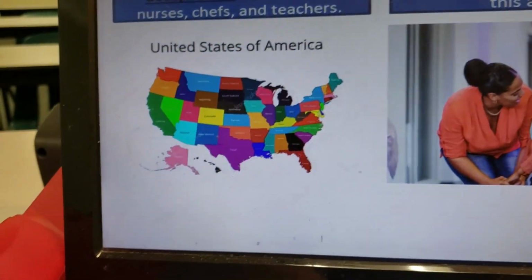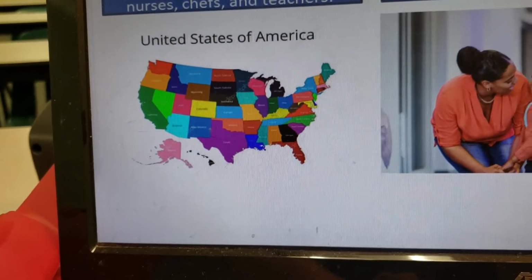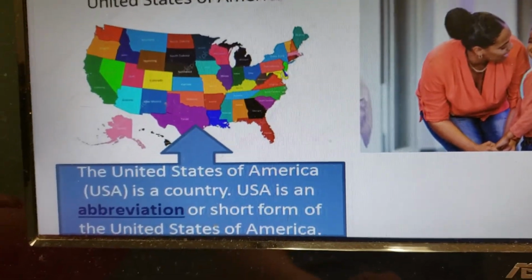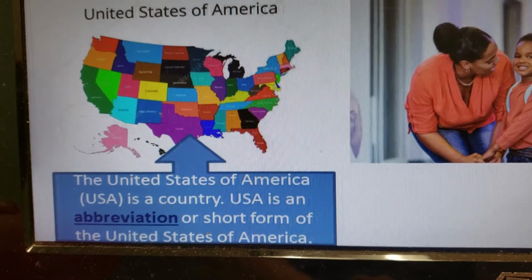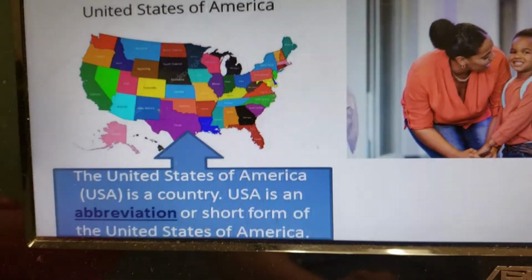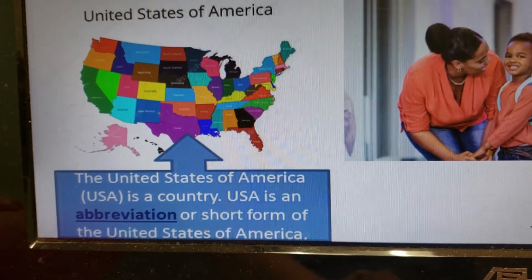Now, this is the United States of America. So, this is the name. Now we're going to make it short. The United States of America is a country. USA is an abbreviation, a short form of the United States of America.